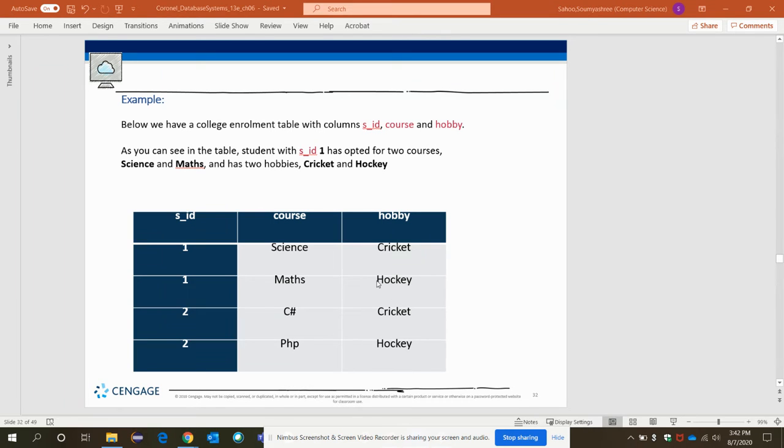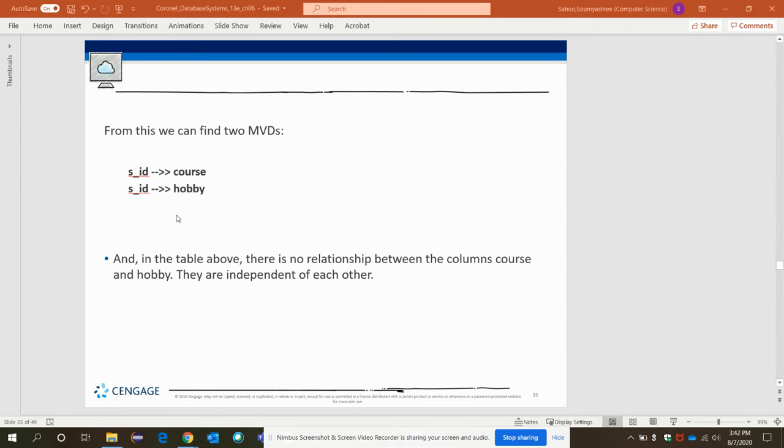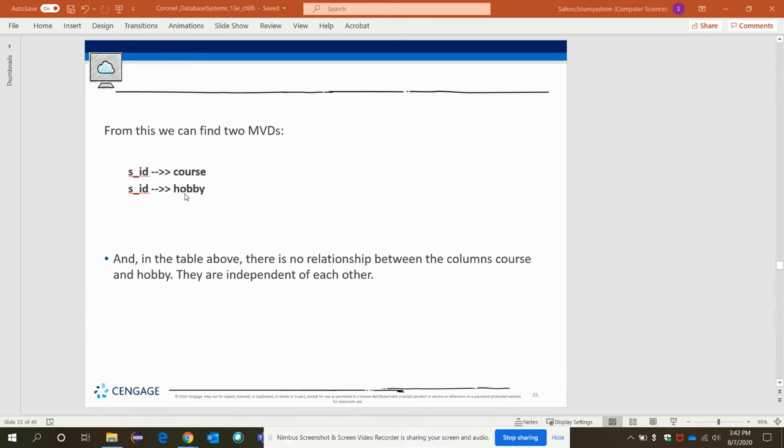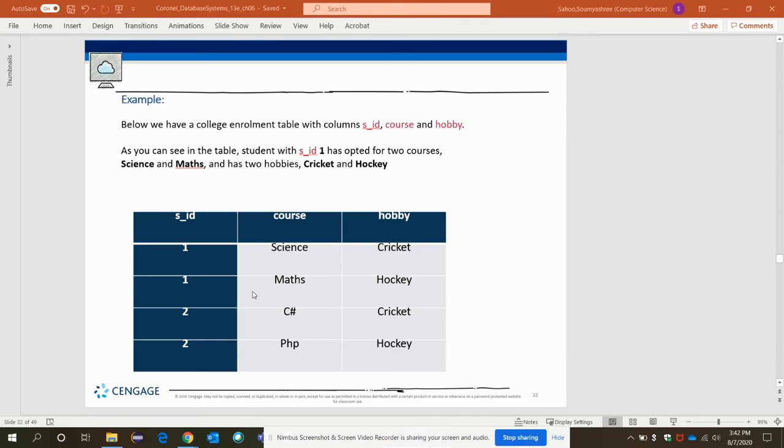So can I say there is a multi-value dependency? Yes. And what are those? SID determines course and SID determines hobby. SID can determine multiple values of courses and multiple values of hobbies too. Understand? In the table there is no relationship between course and hobby, so they are independent of each other. Now you understand the concept of multi-value dependency.